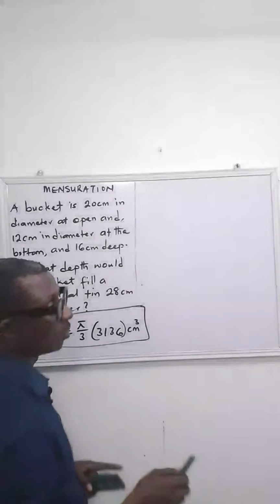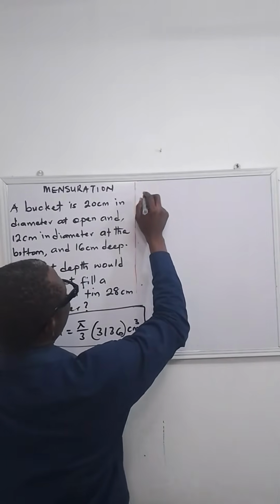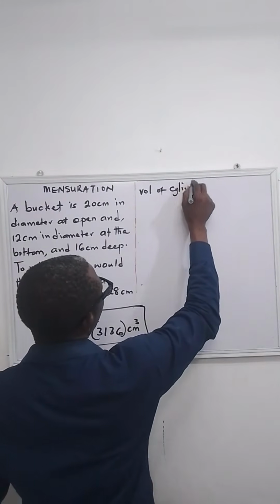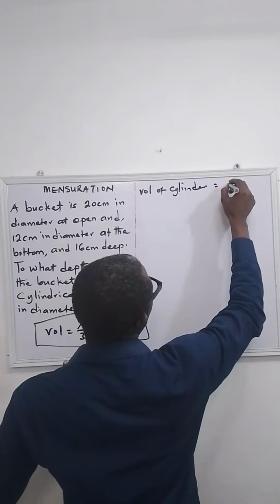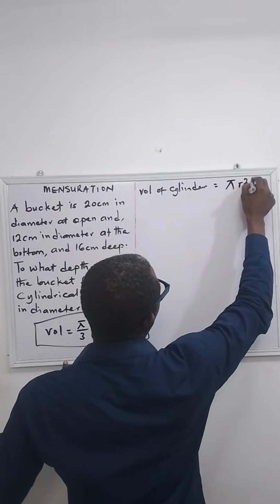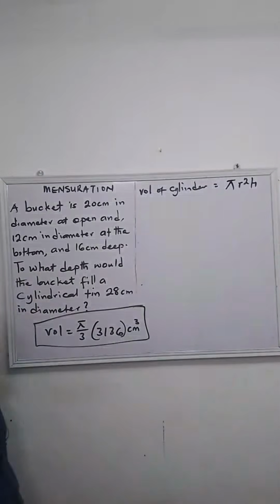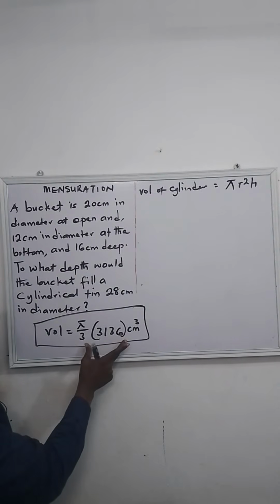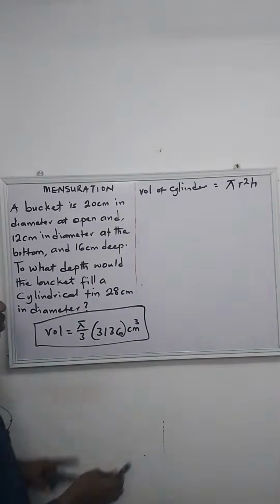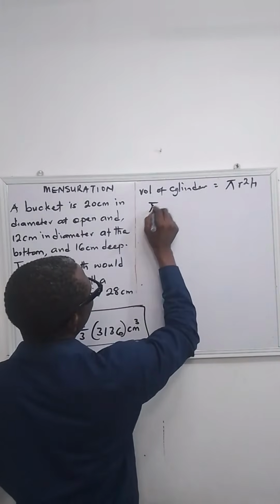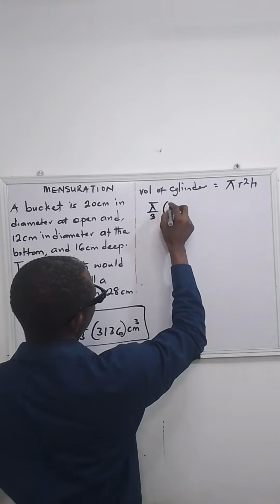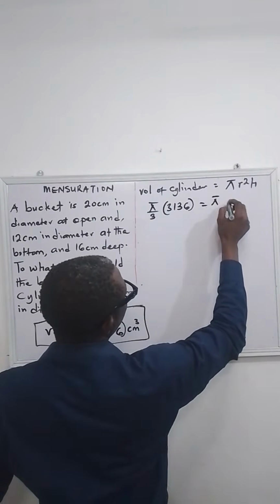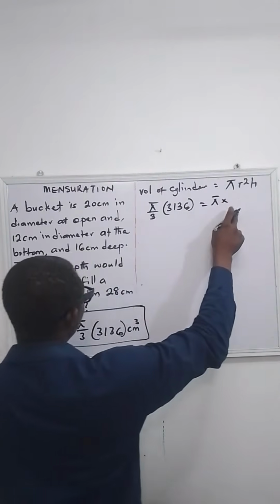So now let us write out the formula for calculating volume of cylinder. Volume of cylinder equals pi r square h. Now, the volume is this, so let's input that. Volume is pi over 3 times 3,136 equals pi times the radius.